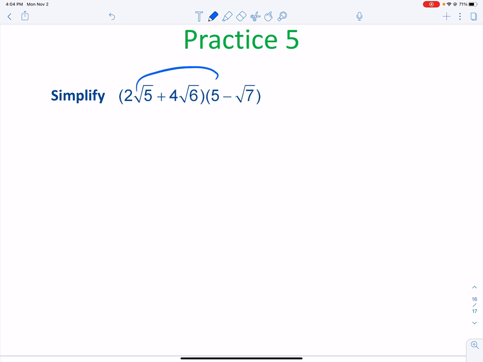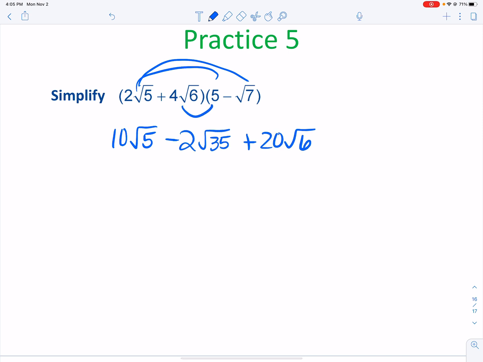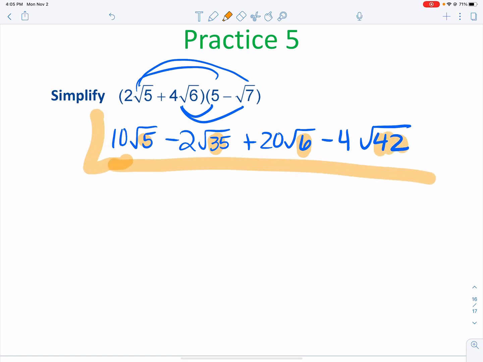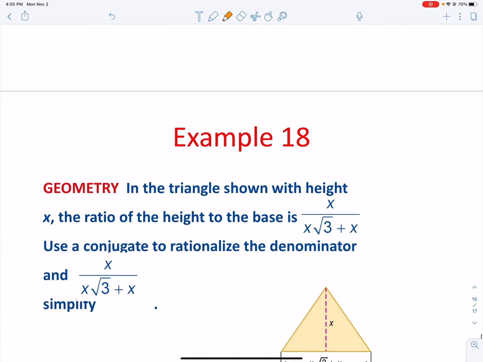So I would have 10 root 5, and then minus 2 root 35, and then plus 20 root 6, and then finally I would have minus 4 root 42. Nothing goes into 5, nothing goes into 35, nothing goes into 6, nothing that's a perfect square goes into 42. So this is my final answer. And order doesn't really matter.